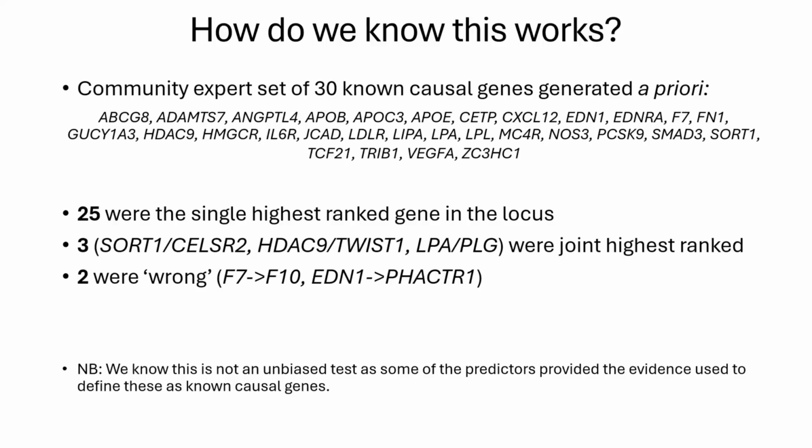In 3 of them, we had joint winners, so we couldn't separate 2 genes. And 2 of them were, if you like, wrong. We picked up the wrong one. One of them, I think, because there may be multiple causal genes in the region. And the other one, the endothelin one, probably because of distance.